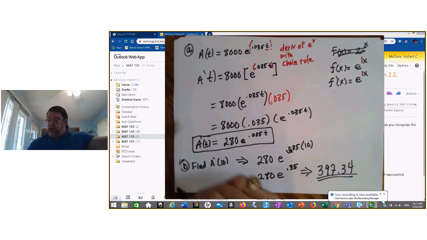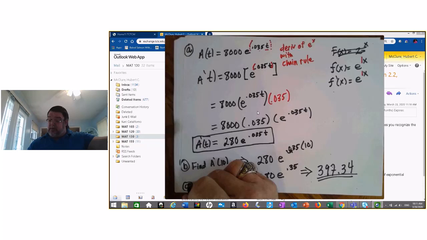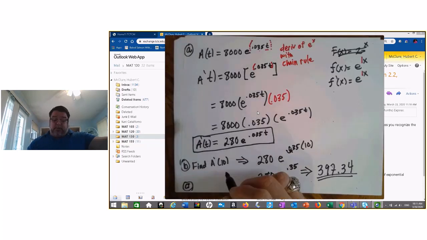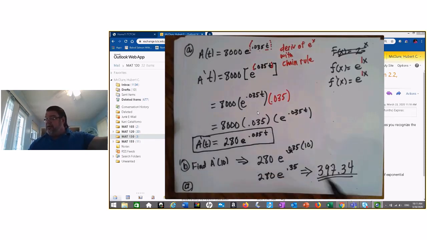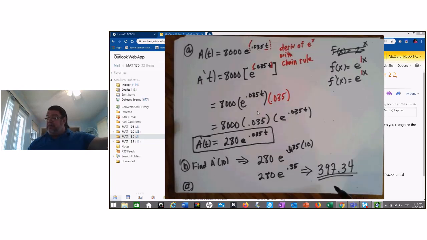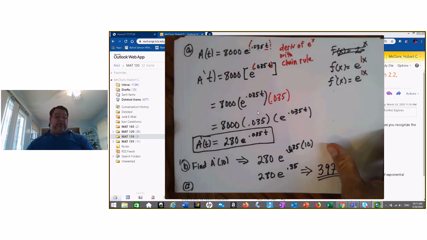And c says, what does that mean? Well, that means 397 more than the future value at 10 years of the 8,000. You put in 8,000 and you're going to get 397 more dollars at the end of 10 years. Okay? So that's that one.